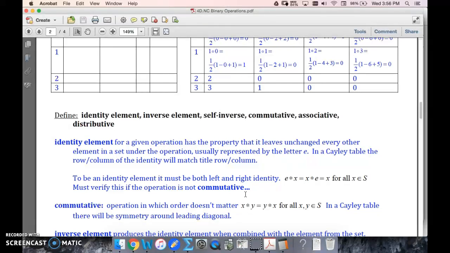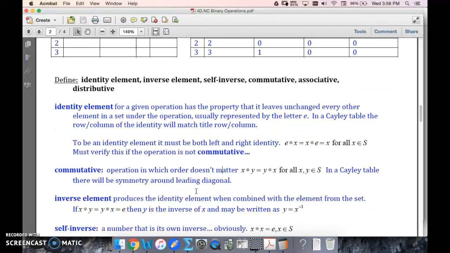So you have to think about this if your operation is not commutative. Commutative, of course, is the property that the order doesn't matter for the operation. So X star Y is the same as Y star X. So in a Cayley table, we're going to have symmetry around our leading diagonal. This is important for you to know.